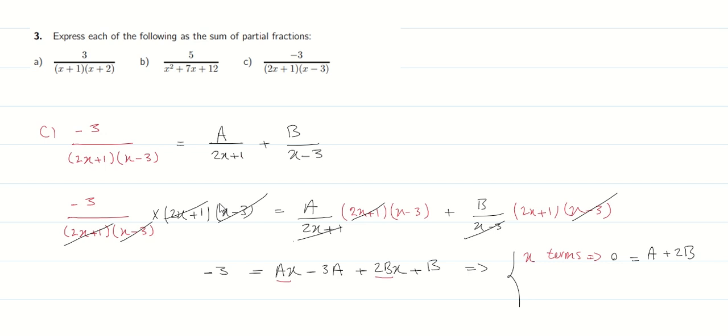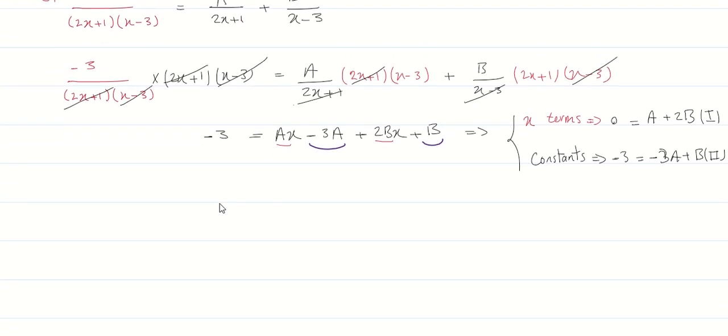Now let's head to the constants. On the left-hand side, we have one constant, which is equal to negative 3. And on the right-hand side, we have two constants as well, which is minus 3a and plus b. So we're just going to write minus 3a and plus b. Now, basically, we have two equations, equation number 1 and equation number 2, and we have two unknowns. So we're just going to solve this system in here.